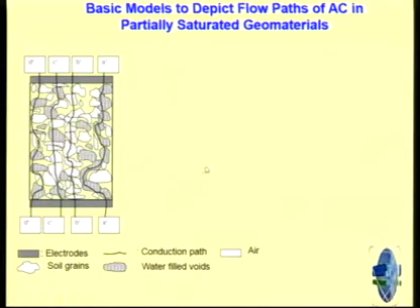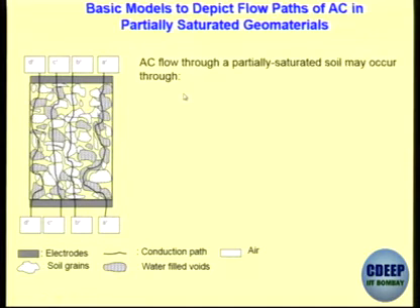Just to differentiate between the two, if I talk about partially saturated material, you have an electrode here, an electrode here, and then you are passing current. The current could go through the grains to the air to the grains, grain, grain, grain, and so on. It is a conducting path. You could have a current passage through the soil grains, passing through the pore solution, voids and so on. This type of modeling was done, assuming different paths of current migration in the geomaterials.